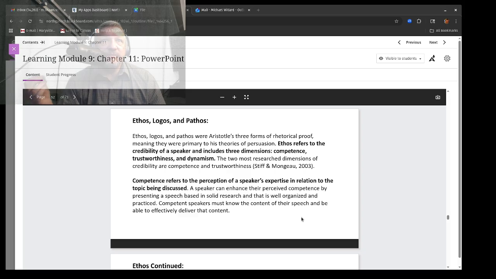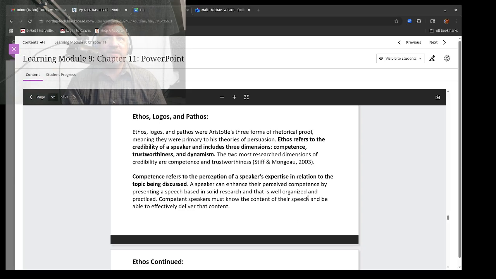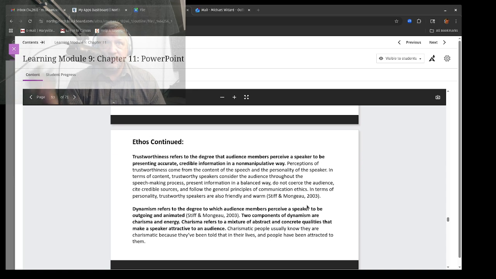Competence is literally the perception of the public speaker. Are they expert? Are they good at what they do? Good at what they say? Are they using English properly? Trustworthiness is, do you believe the information coming out of their mouth? Is it discernible? Is it non-manipulated? Dynamism is just simply that, charisma, energy, right?